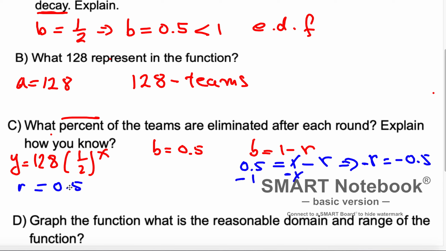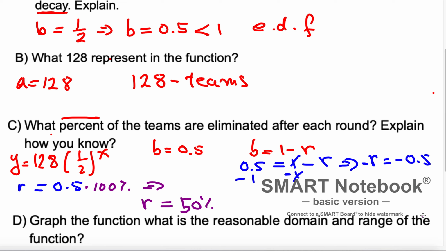But this is a numerical value. If we want to convert it into a percentage, then we just multiply 0.5 by 100%. And what we get is r equal to 50%. So it means after each round, 50% of the teams are going to be eliminated. So what r means is that after each round, the number of teams is going to be reduced by 50%.